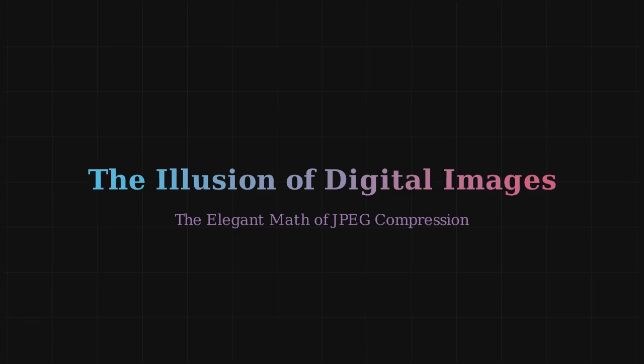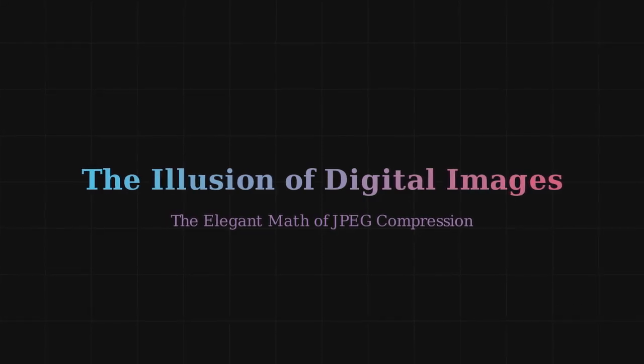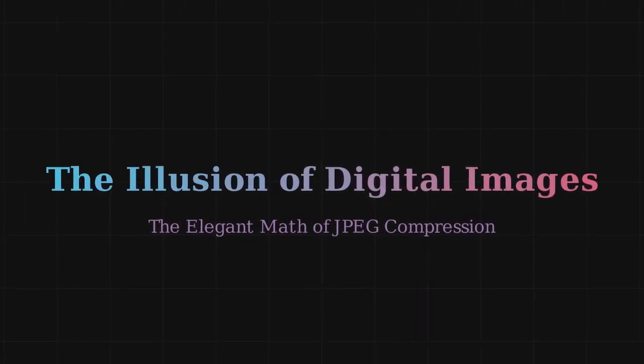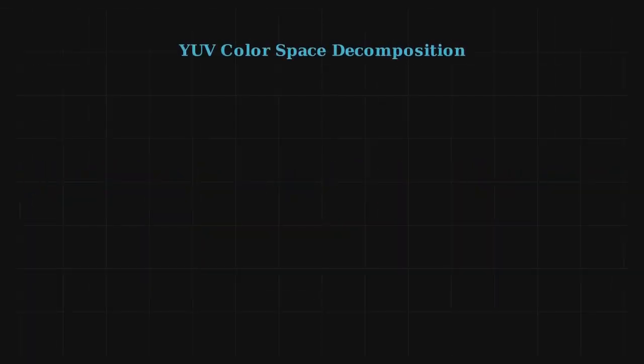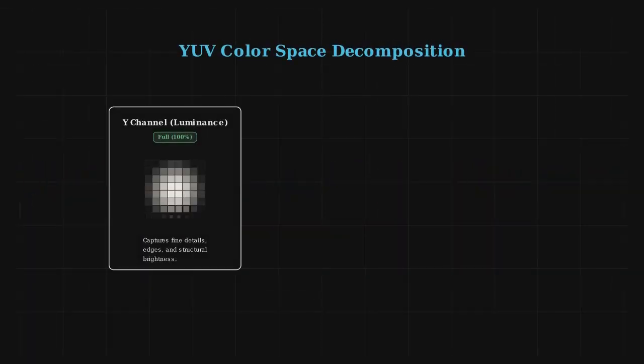Every image you see on your screen is an illusion. We think we are looking at raw reality, but we are actually looking at a brilliant mathematical compression trick called JPEG. JPEG exploits a flaw in human biology.